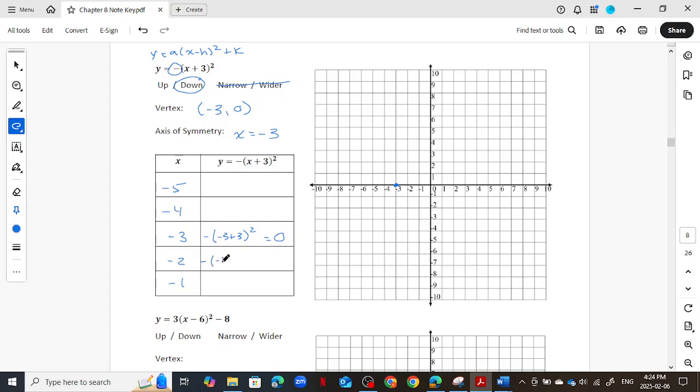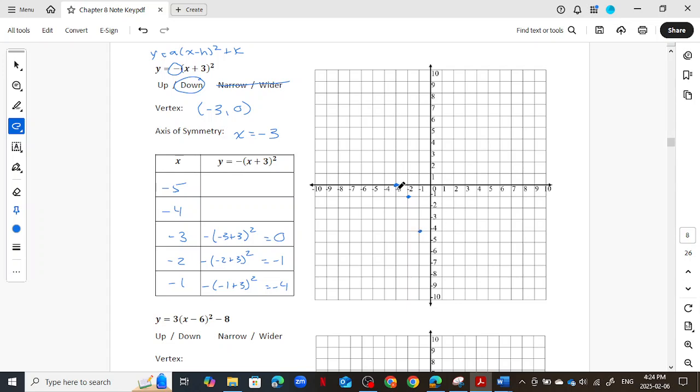Negative 2 plus 3 all squared. 1 squared times negative 1 is negative 1. Over 1, down 1, right? Plug in negative 1. Negative 1 plus 3 is 2. 2 squared is 4. 4 times negative 1 is negative 4. Over 2, down 4. Right?